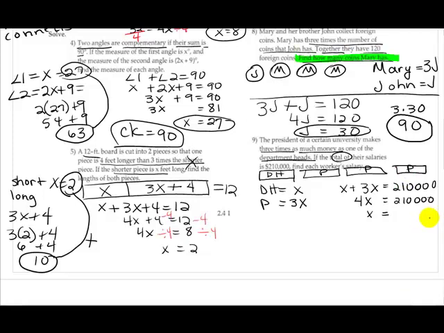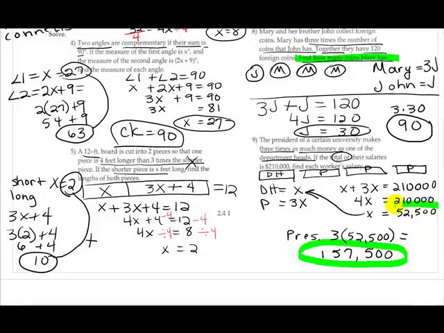So I'm going to break out the calculator for this one. 52,500. That's the department head. So that means the president gets 3 times the 52,500. So he's going to get 157,500. And then these two numbers should add up to that 210,000.